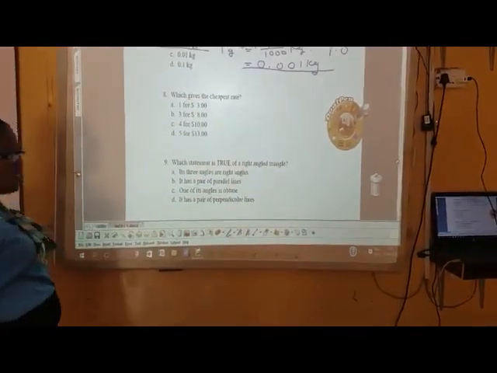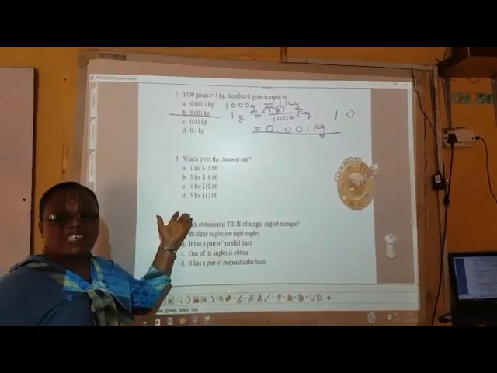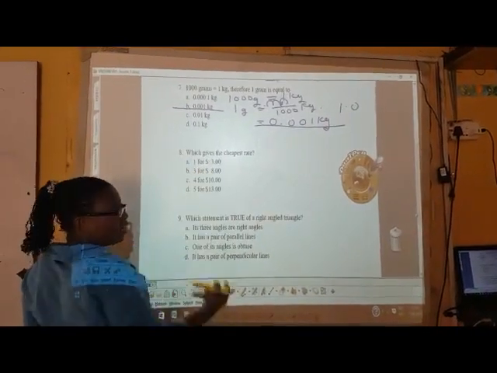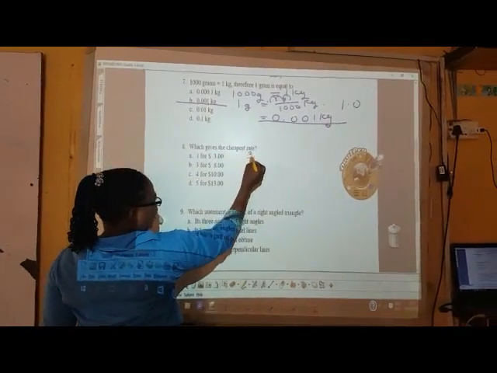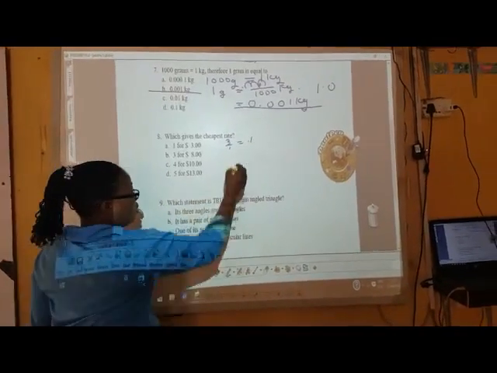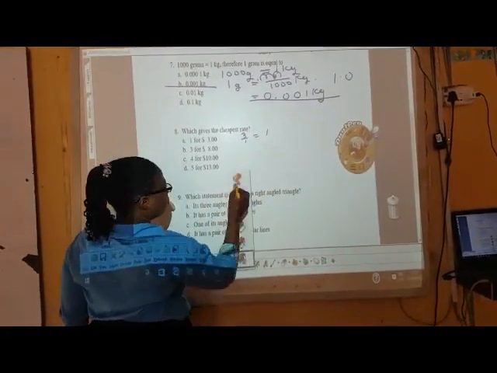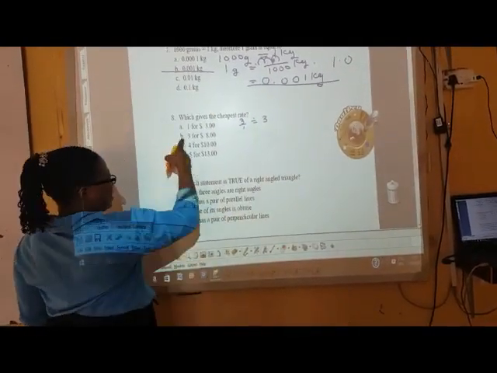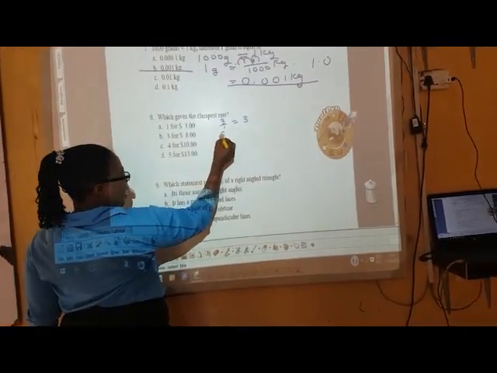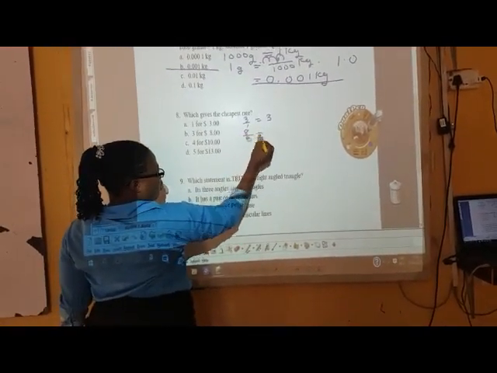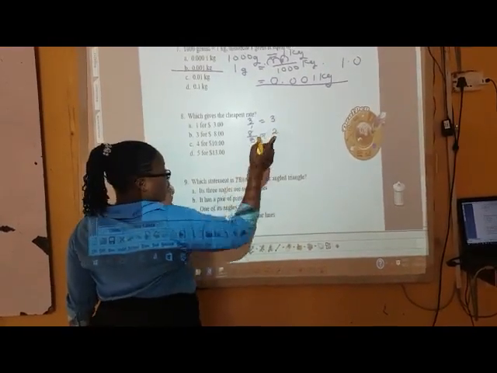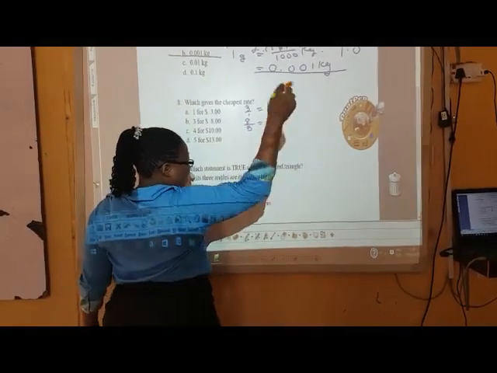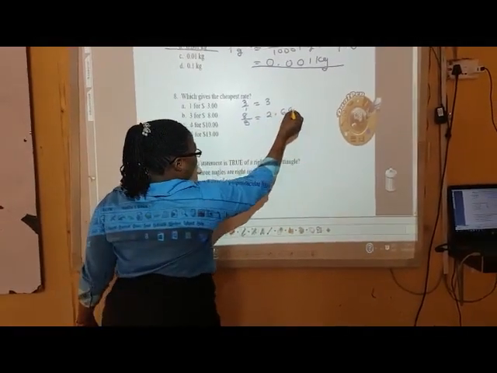Question 8. Which gives the cheapest rate? To find the cheapest rate here, we are going to divide. Now, this is 1 for $3. That means 3 divided by 1, we have 3. Then 3 for $8. That means 8 divided by 3. 3 goes in 8, we have 2, remainder 2. In 20, we have 0.66666. Let's put it like that.